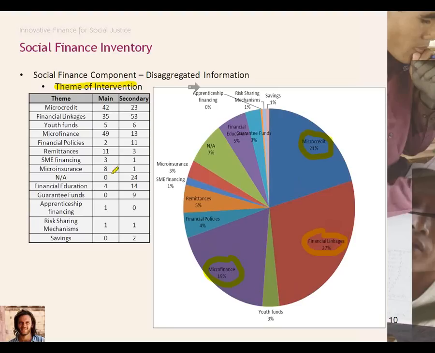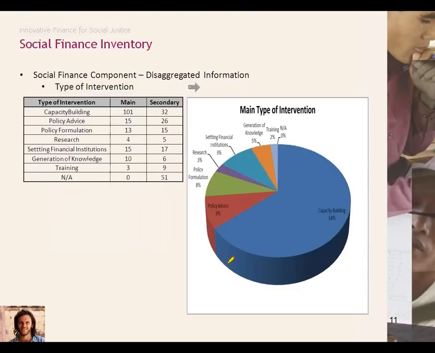Then we see different types of interventions. Here, for example, we see microinsurance. This is an intervention that was basically done only by SFP. Then we have, for example, remittances, and this was carried out by Migrant. As is seen, there are many different themes, but the concentration on the first items of the list, microcredit, financial linkages, and microfinance, is quite striking. Let's move to the type of intervention.